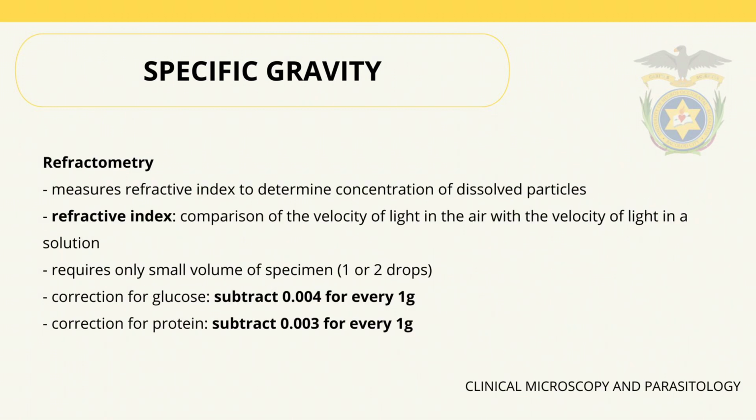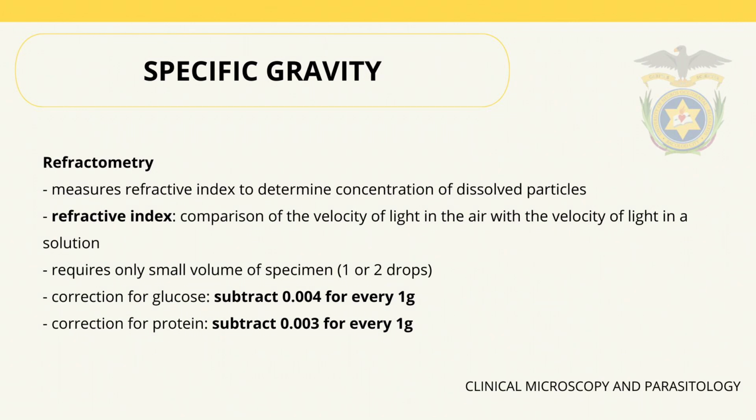Next is the assessment of specific gravity with the use of refractometry. This measures refractive index to determine concentration of dissolved particles. Refractive index is the comparison of the velocity of light in the air with the velocity of light in a solution. An advantage of refractometry is that this only requires a small volume of specimen in contrast to urinometry, and in refractometry this is 1 or 2 drops only.